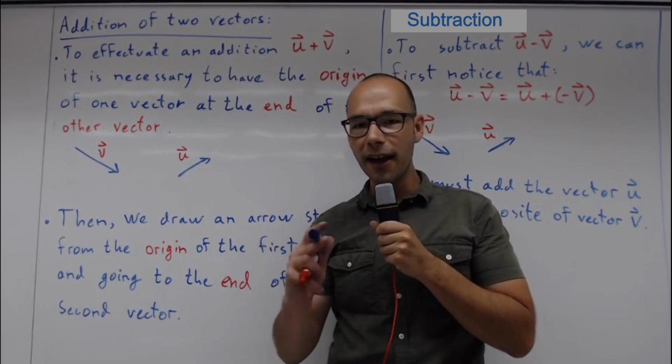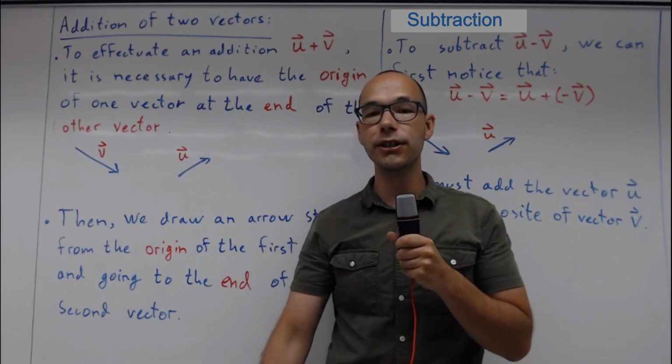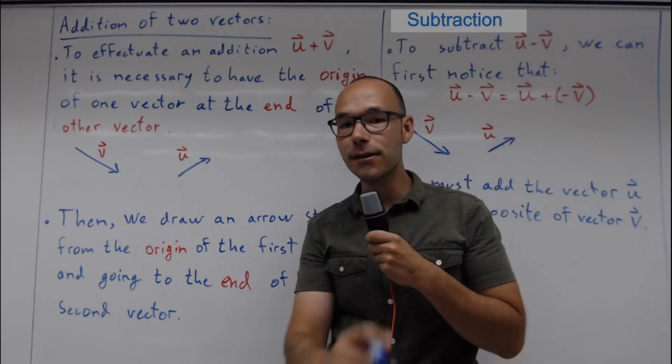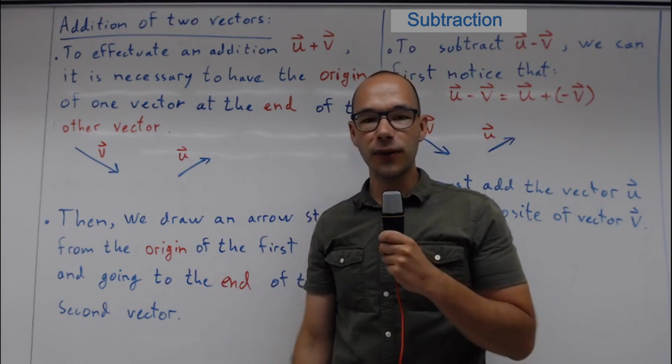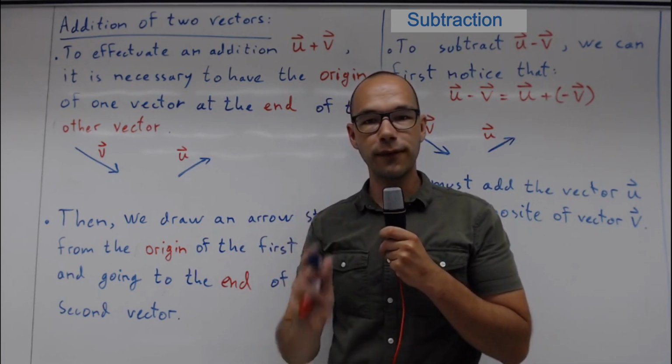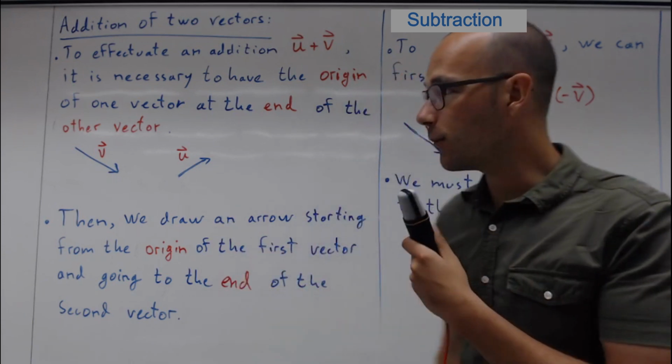Okay, so now we're going to be talking about addition and subtraction of two vectors. And we're going to start with addition because we're going to use the definition of addition to define subtraction. So let's start with addition.